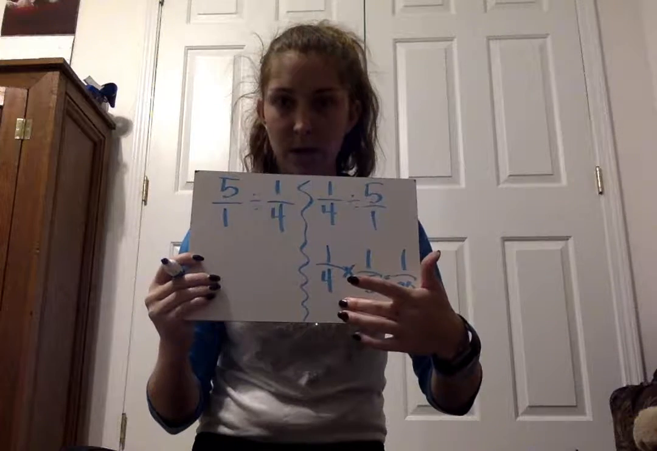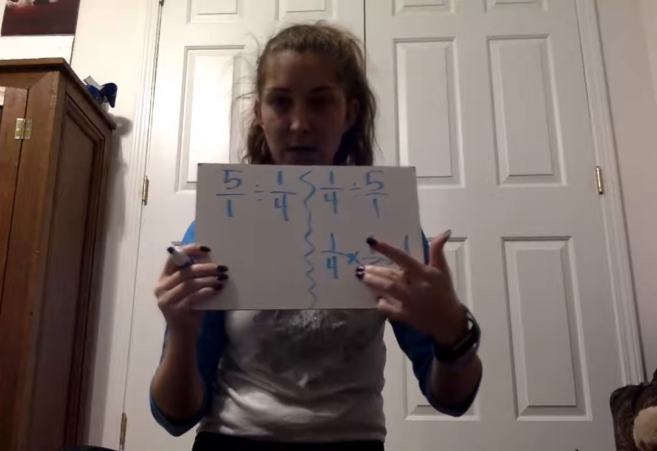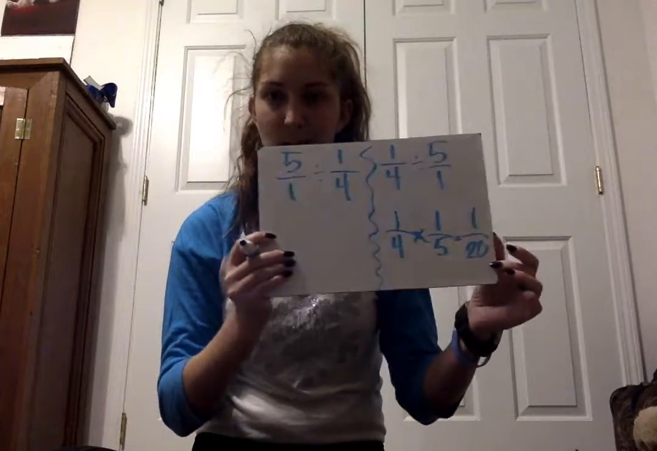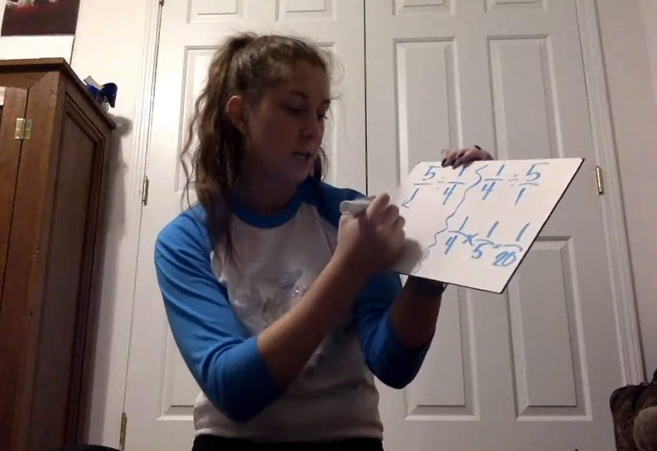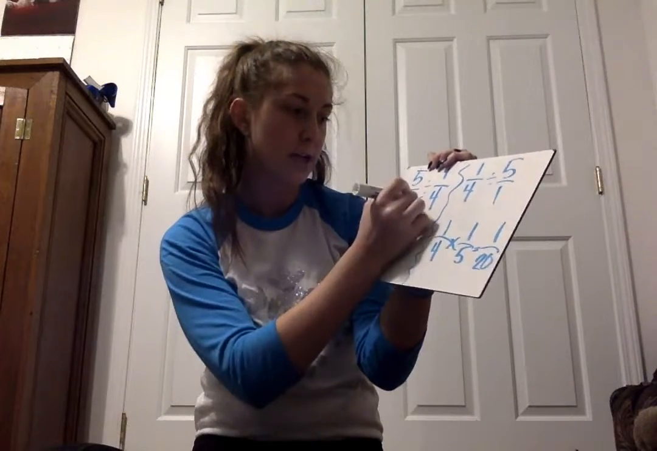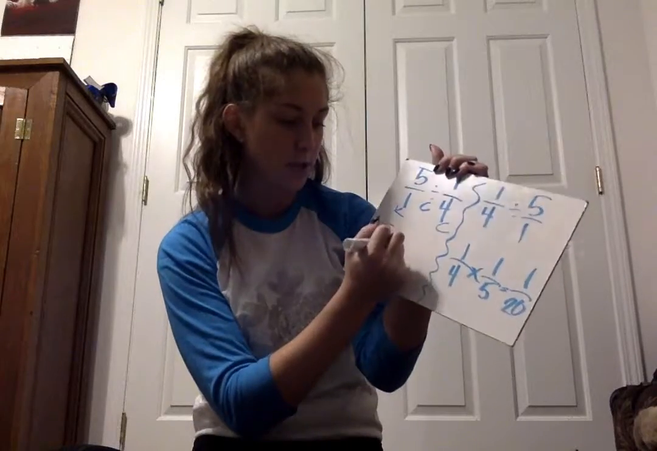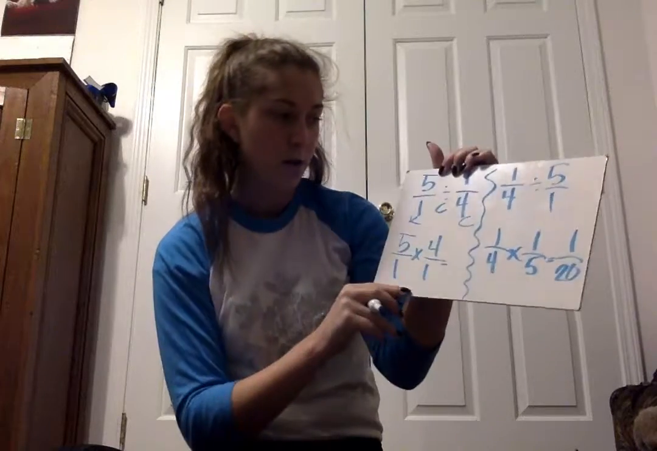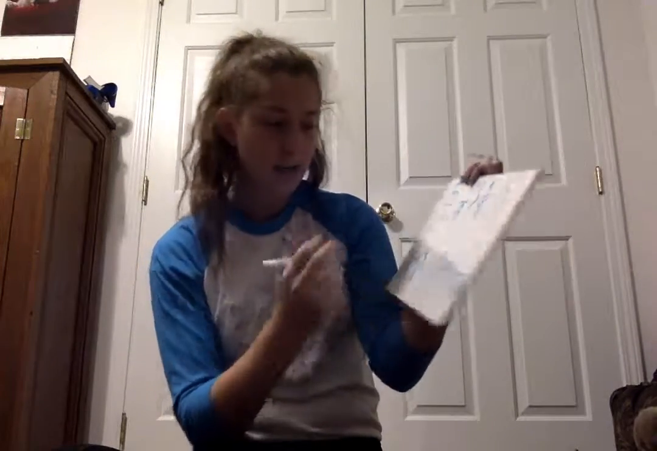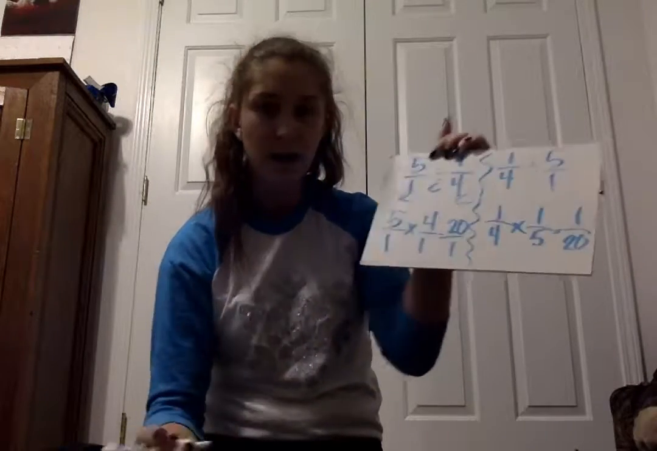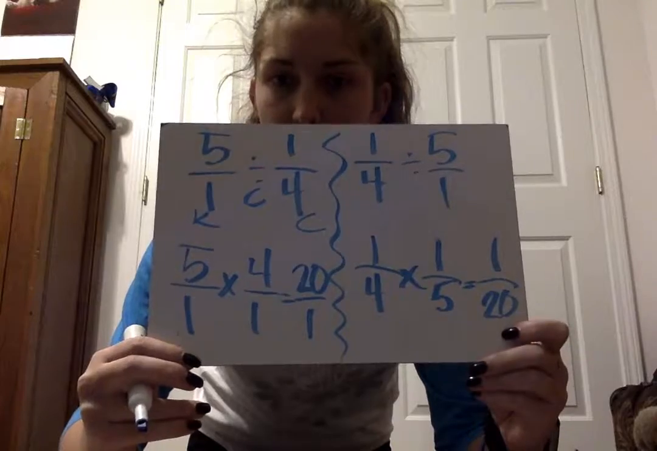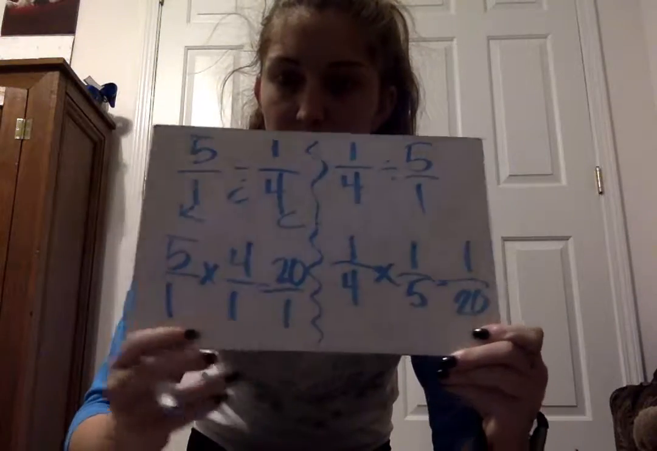1/4 divided by 5/1. Kept 1/4 the same. Changed the division sign to a multiplication sign. Changed 5/1 to 1/5. Multiplied straight across and got 1/20. When I go over here, I have to keep that 5/1 the same. I change the division sign to a multiplication sign. And I change 1/4 to 4/1. When I go to multiply straight across, this time I get 20/1, and we all know that 20/1 just simply equals 20. So look at the difference between those two problems. Over here I got 1/20, and over here I got 20/1.